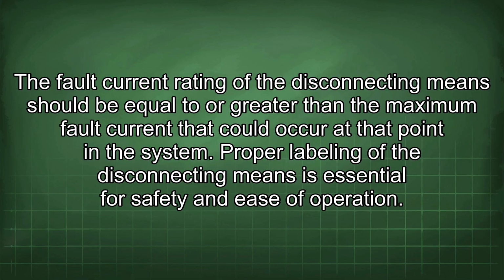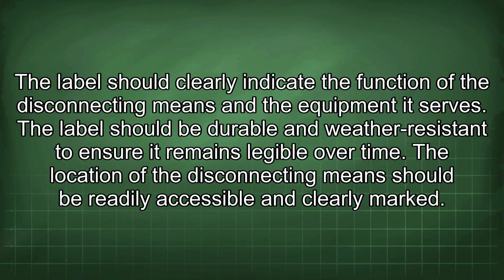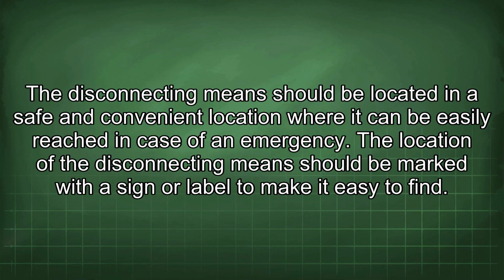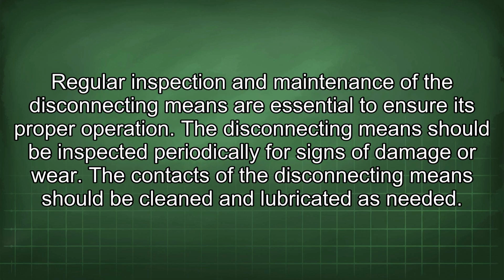Proper labeling of the disconnecting means is essential for safety and ease of operation. The label should clearly indicate the function of the disconnecting means and the equipment it serves. The label should be durable and weather-resistant to ensure it remains legible over time. The location of the disconnecting means should be readily accessible and clearly marked. The disconnecting means should be located in a safe and convenient location where it can be easily reached in case of an emergency. The location should be marked with a sign or label to make it easy to find. Regular inspection and maintenance of the disconnecting means are essential to ensure its proper operation.